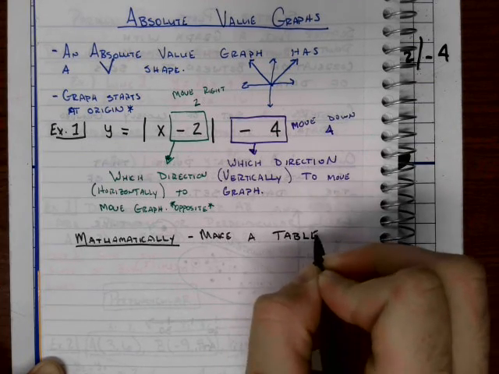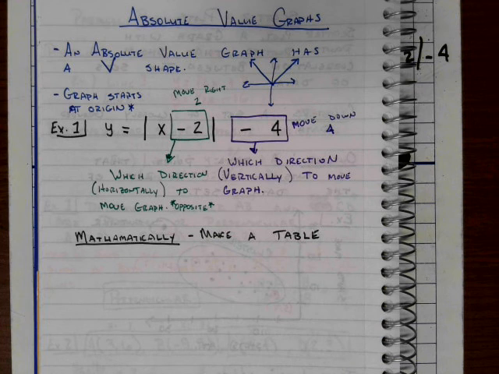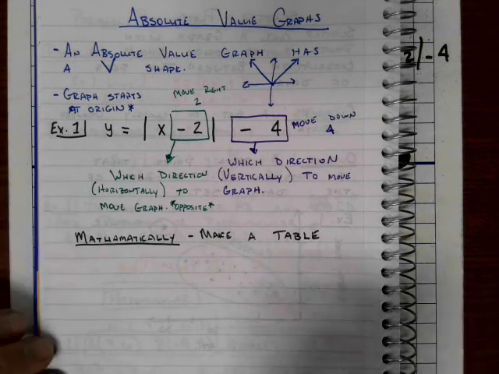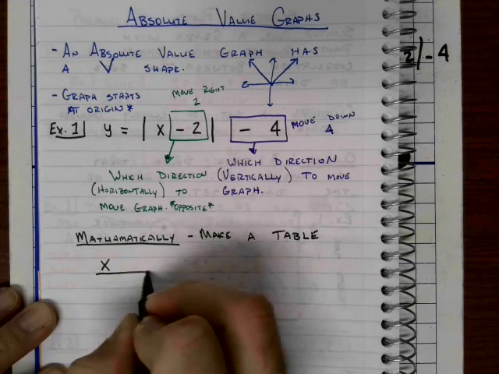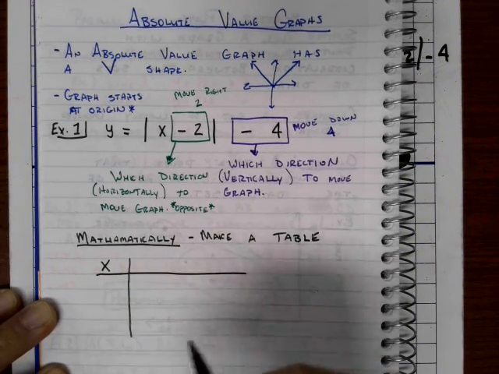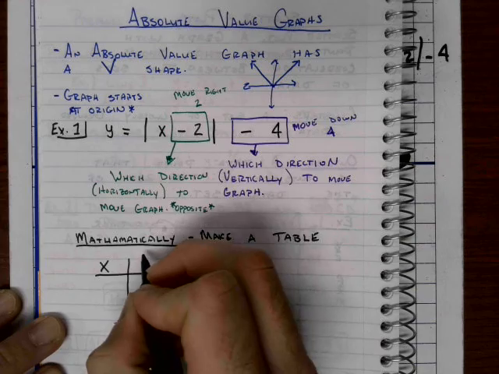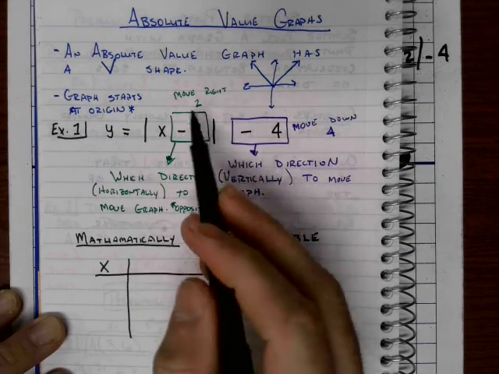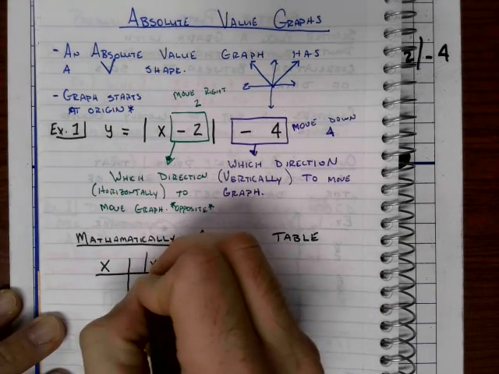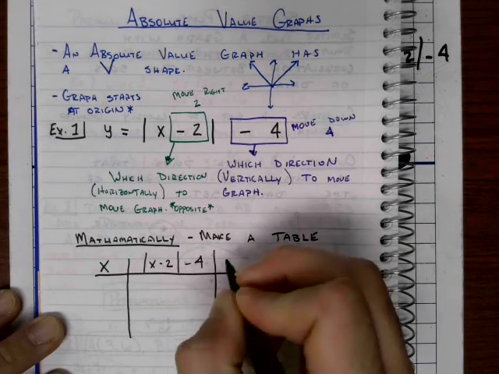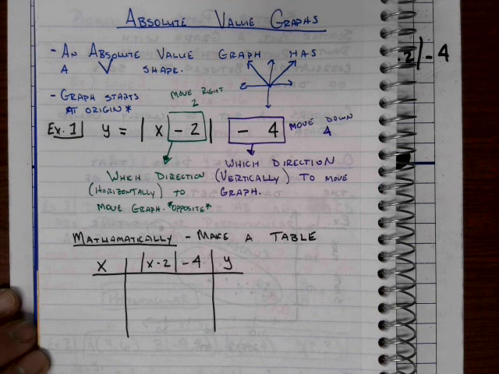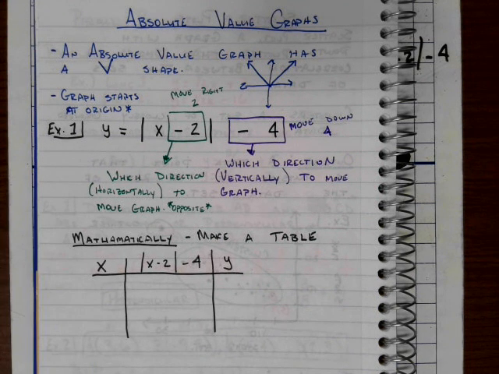Go back to functions. Remember we had a function rule, and we made a table to give us x and y's. It's the same way. So I make my table. I can have my x values. We don't want to call it a function, but we'll have our problem here: absolute value of x minus 2, minus 4, and then I have my y value. So let's just sub it in and see what happens.